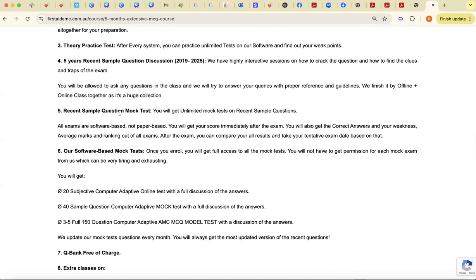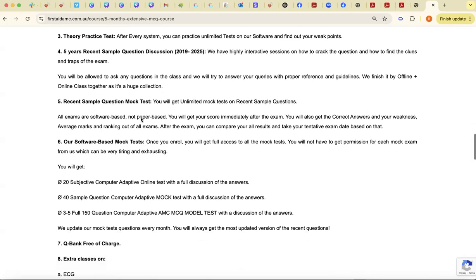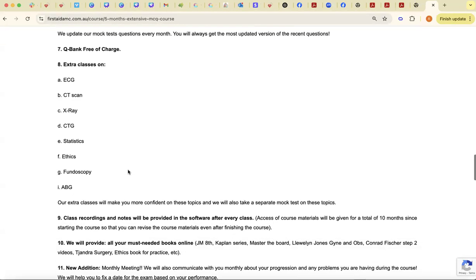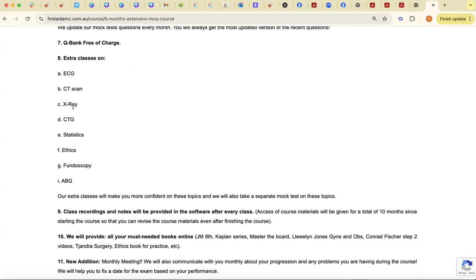You also get monthly mock exams. Every month, whatever questions we are discussing, you will also get to do a mock test on it. The software will also have 5 grand mock tests, which means 150 full mock tests. Gradually you can get an idea of how the exam is going to look. There will be extra classes on all these important topics: ECG, CT, X-ray, then STAT, ethics, ABG.